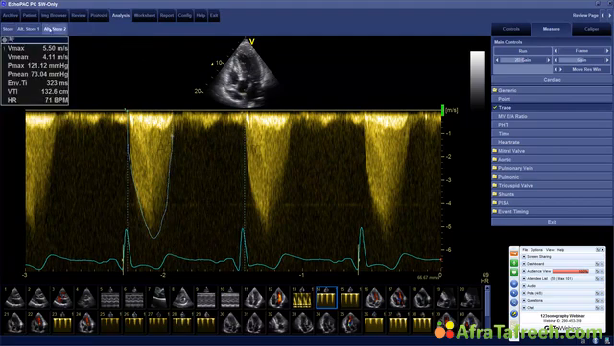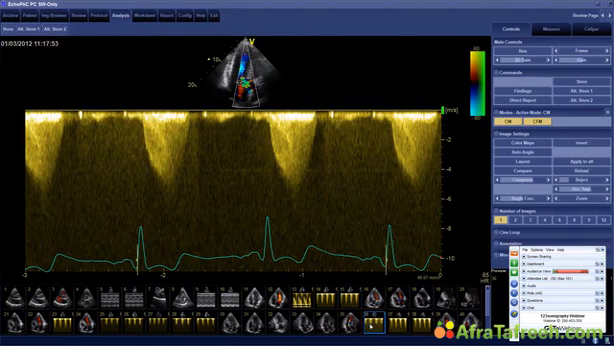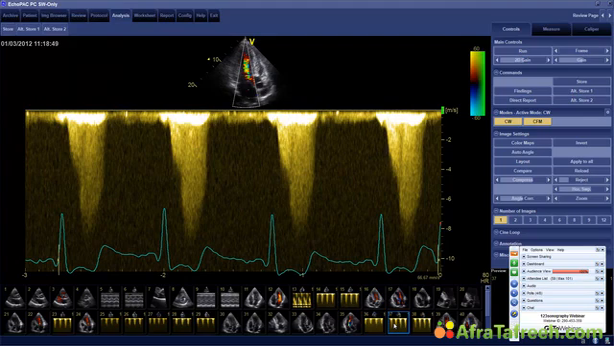And here are the results. 5.5 meters per second. That gives you a maximal gradient of 121 millimeters of mercury and a mean gradient of 73. Let me show you one more spectrum. Here is another one. Even higher.